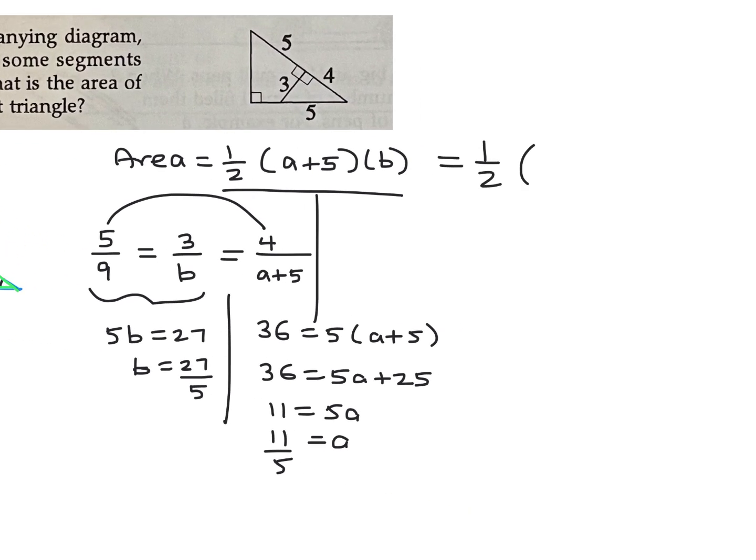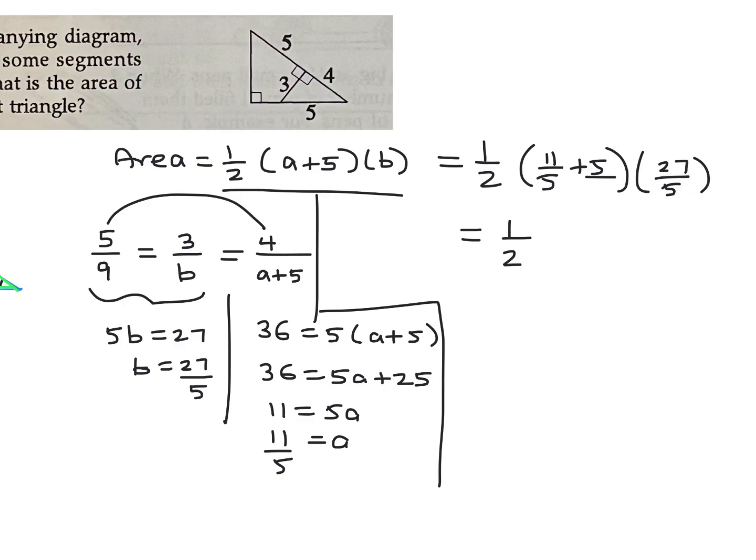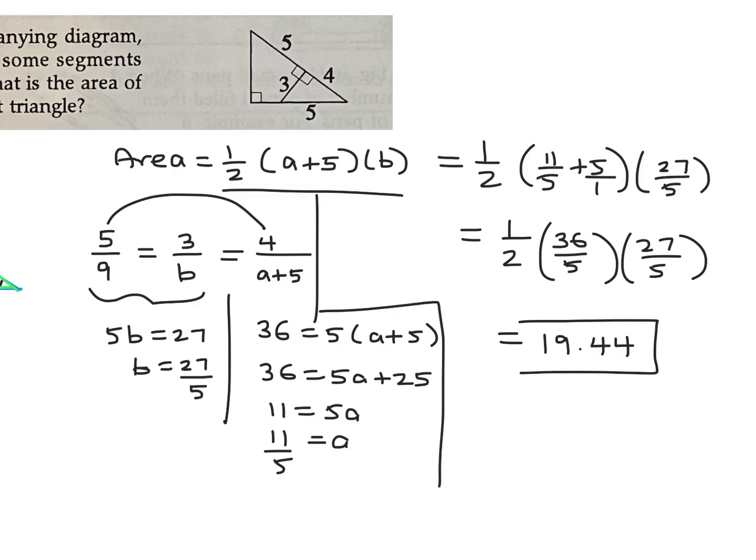So we have 1/2 times (11 over 5 plus 5) times b, which is 27 over 5. And therefore, what do we have? Oh, I got to add fractions. Nobody's favorite. So we have 5 times 5, so 25 plus 11, 36. So 36 over 5 times 27 over 5. And then I just use a calculator because these numbers are going to be very big. And when I used a calculator, I actually got an answer of 19.44. So that is the area of the large triangle.